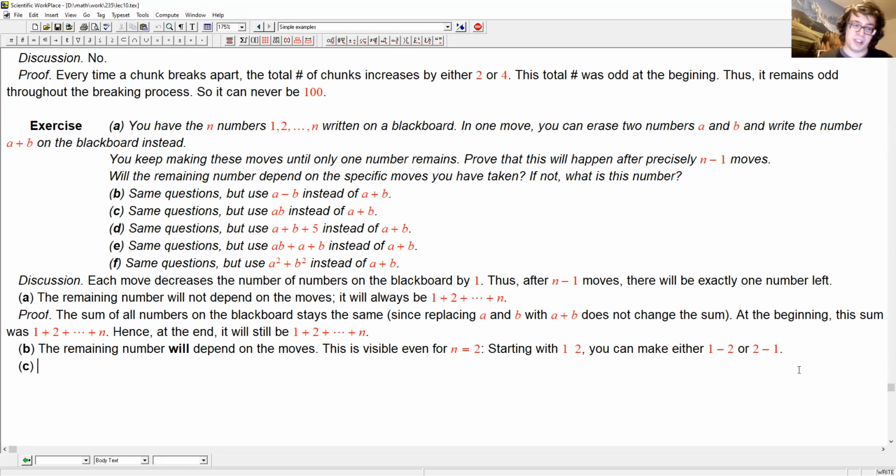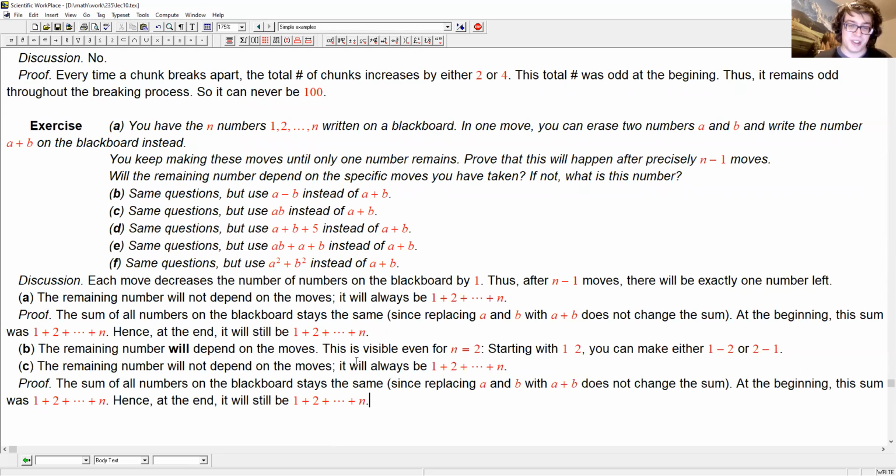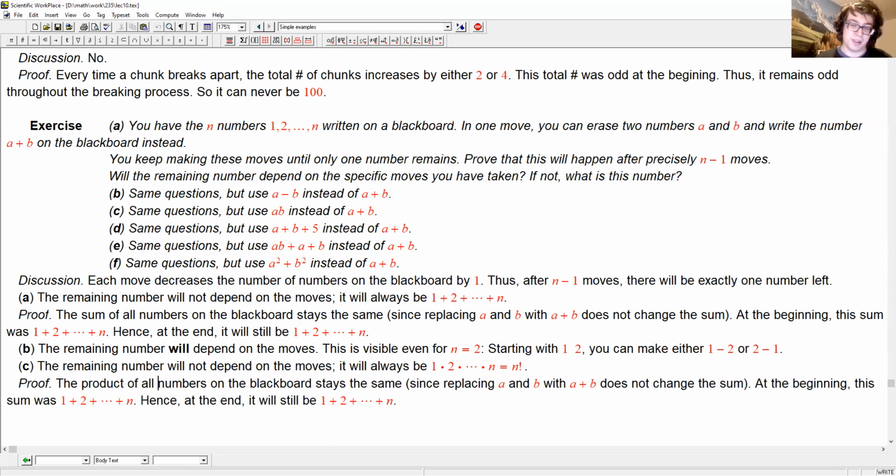Okay, what about ab? Well, this is saying the sum is replaced by a product, and we can basically do the same thing with the product sign. And what do we do with the proof? The same thing. The product is now, instead of the sum, you have the product.